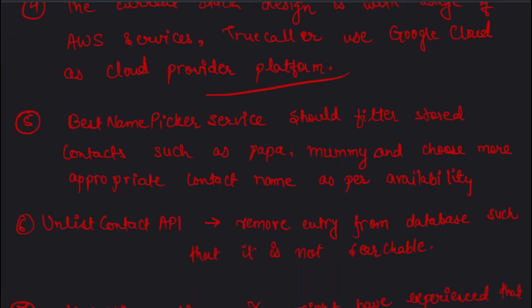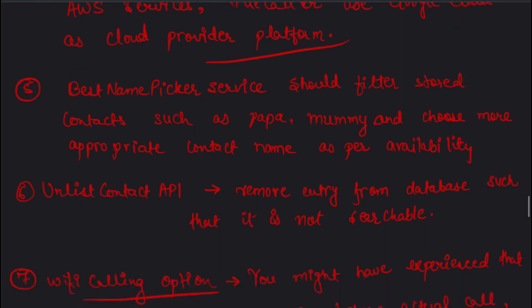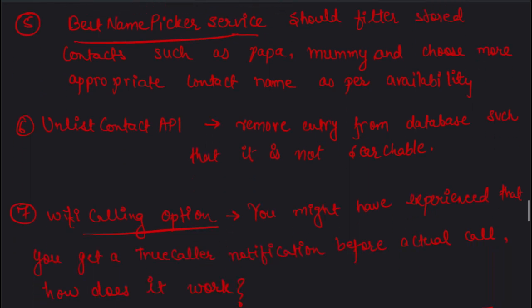Another one is the best name picker service should filter stored contacts such as papa, mummy, and choose a more appropriate contact. This actually we discussed, right? If a particular contact is named as papa in my contacts, I don't want to display that name to other users. So my best name picker service should be able to analyze that and filter these kind of names from my database.